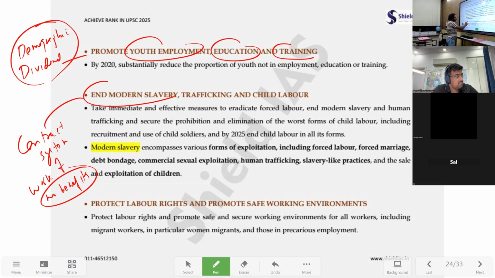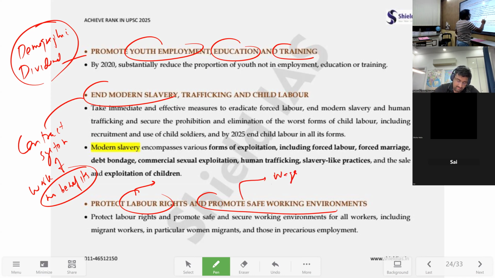Next is protect labor rights and promote safe working environments. Labor rights we will do in the concept of labor welfare and migrant welfare. We'll discuss various acts, and safe working environments will also be covered under that. Now, safe working environments and labor rights: start with wages. Fixing working hours, just a hint. Weekly offs should be there. Then labor laws should be followed. We'll talk about those in number, so as to create safe working environments.